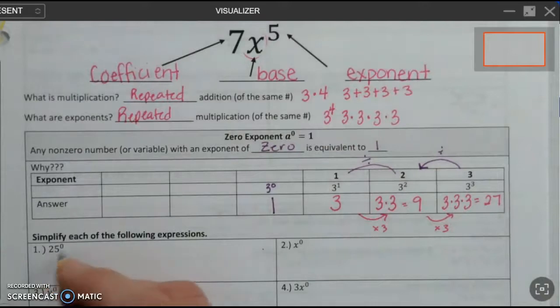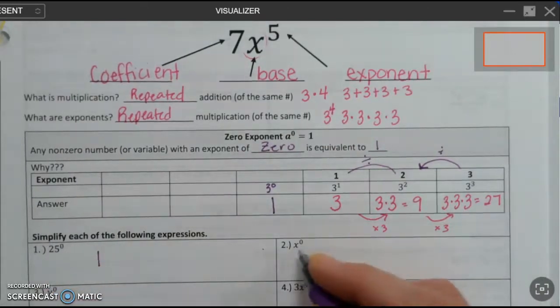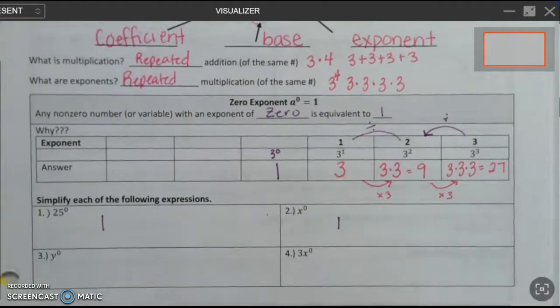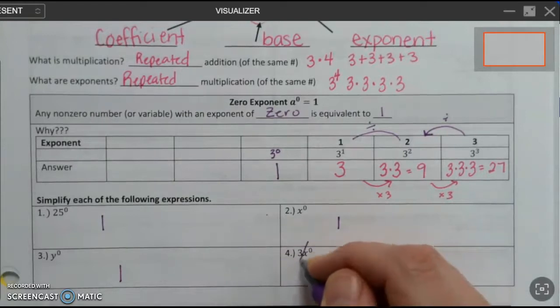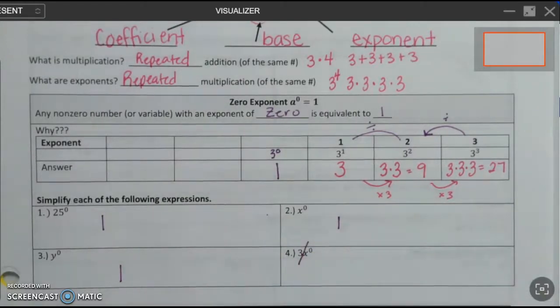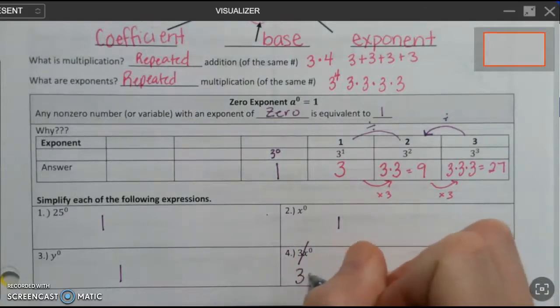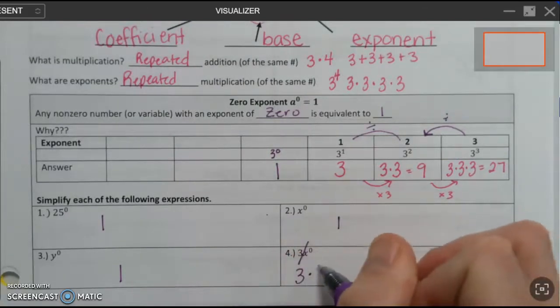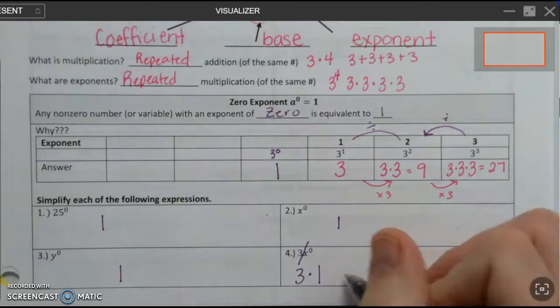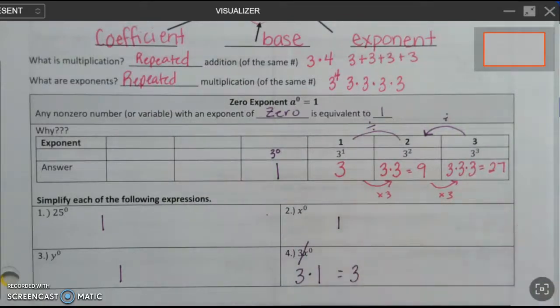So 25 to the 0 power, 1. X to the 0 power, 1. Y to the 0 power, 1. This is where it gets a little bit tricky, because these two things are separate when it comes to their exponent. So I have the number 3 times x to the 0, which is 1. So that's just going to give us 3. So that's our first rule: a 0 exponent is equivalent to 1.